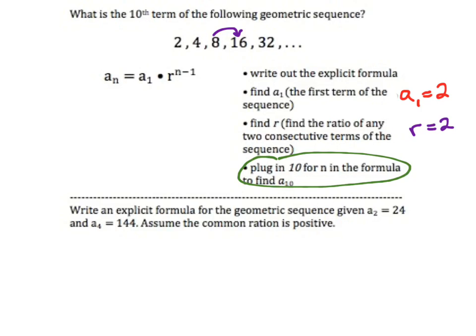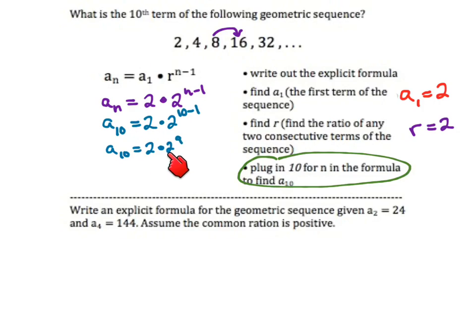So first let's write out our formula. We have our a sub 1, we have our r, so we can rewrite it. A sub n equals 2, because that's a sub 1, times 2 to the power of n minus 1. There's our explicit formula. We can tell any term from this. And now we're going to tell the 10th term. So we're going to plug 10 in for n. So a sub 10 equals 2 times 2 to the power of 10 minus 1. Let's go ahead and simplify that. A sub 10 equals 2 times 2 to the power of 9.